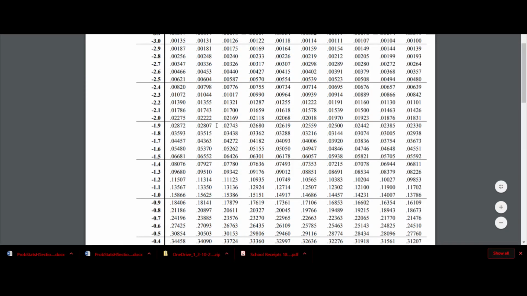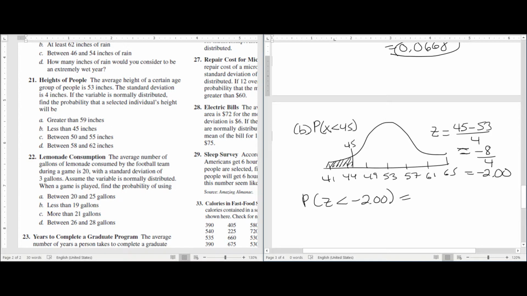And that is 0.0228. And that is our answer for part B.